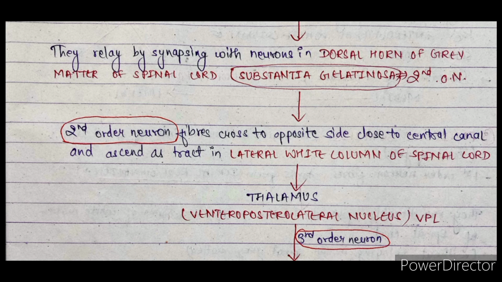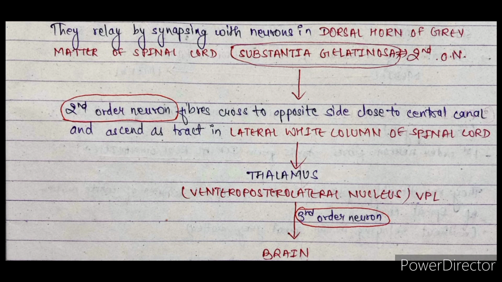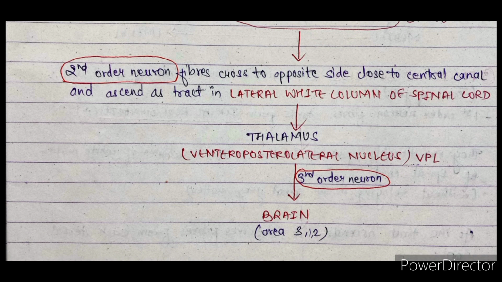The second order neuron fibers cross to the opposite side close to the central canal and ascend as a tract in the lateral white column of the spinal cord, and finally go through the thalamus, through the ventero-posterolateral nucleus, also known as VPL nucleus of the thalamus, which is the third order neuron. From there it finally goes to the area 3, 1, 2 of the brain.